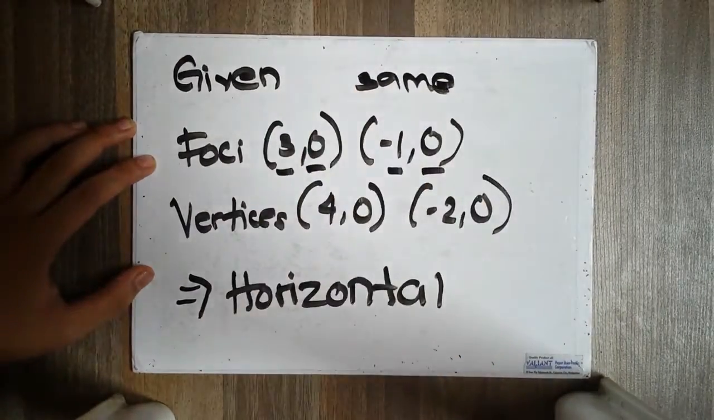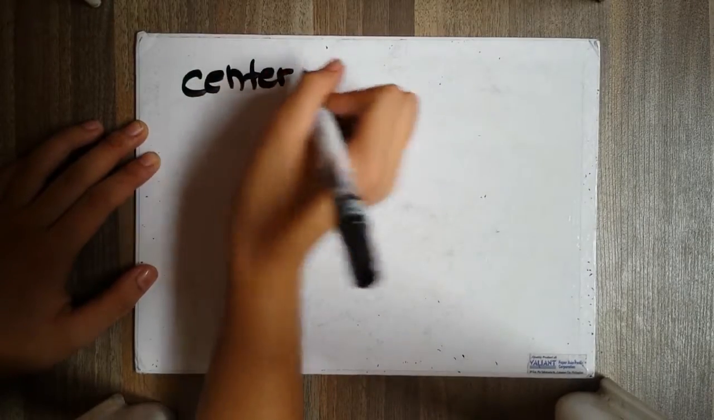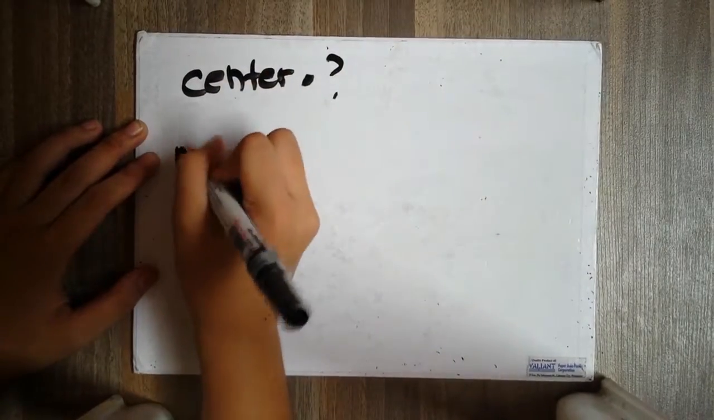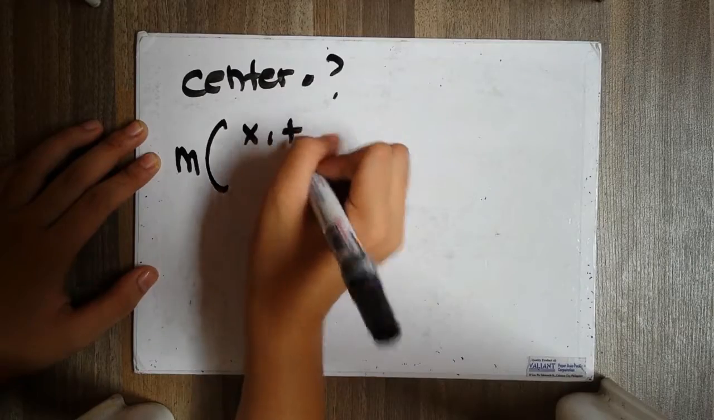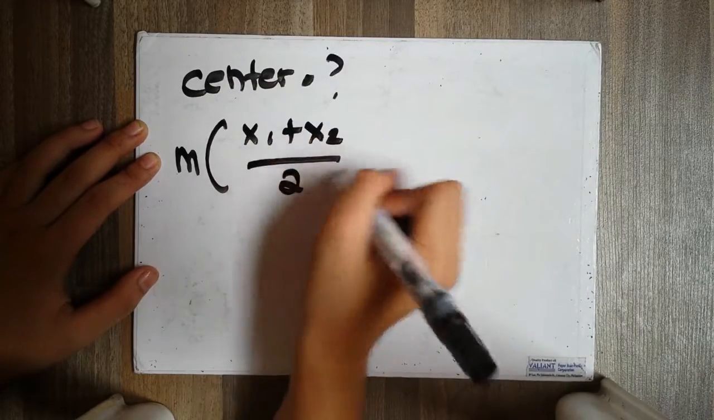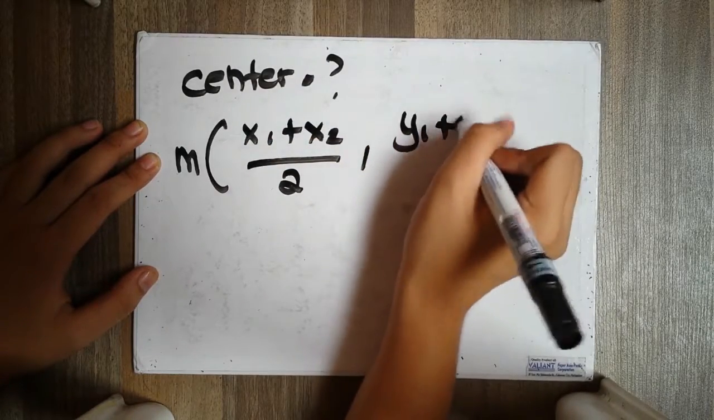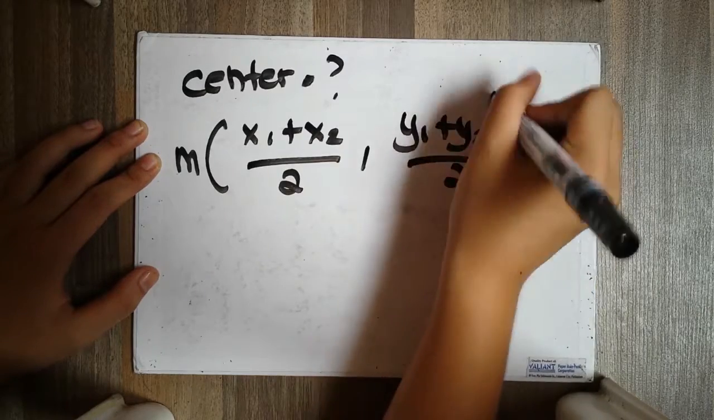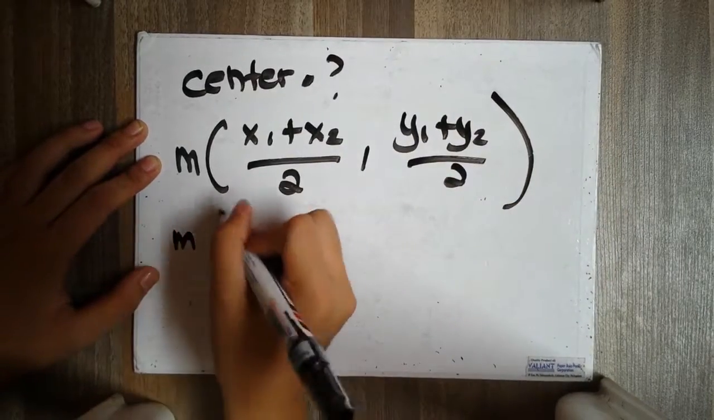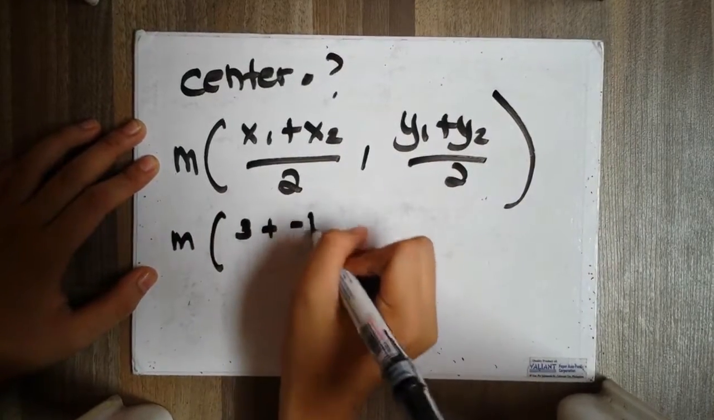To find the center, we use the midpoint formula. M is equal to (x sub 1 plus x sub 2) over 2, comma, (y sub 1 plus y sub 2) over 2. We use the coordinates of our foci, which are (3, 0) and (-1, 0).